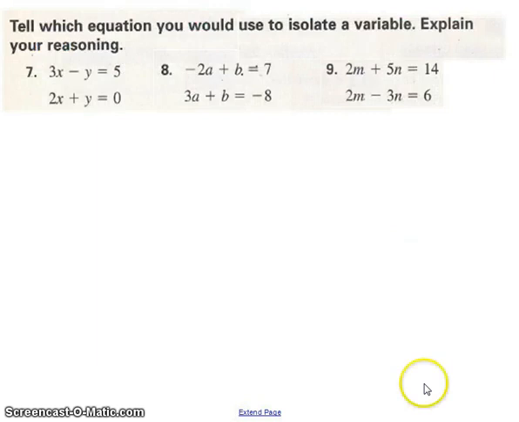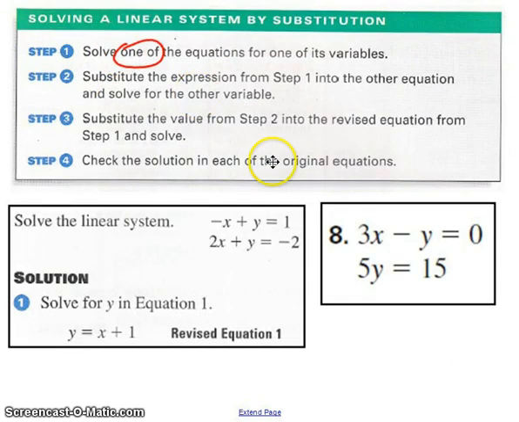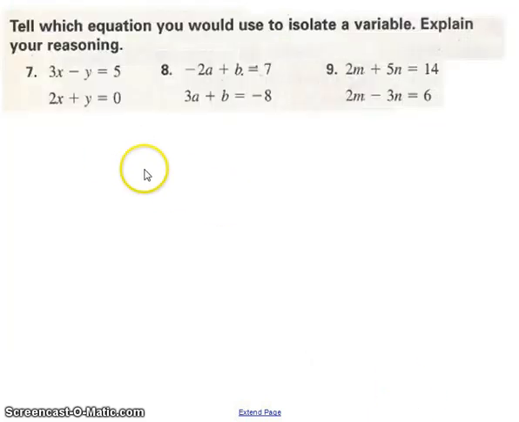All right, let's practice this first skill, step 1 here, of choosing one of the equations and solving it for one of its variables. Here are 3 different choices. I'll walk you through number 7, then you're going to do number 8 and number 9. For number 7, I would pick the y, the positive y here. I'd want to get that by itself. I've got 4 choices. I could get x by itself here, y by itself here, x here, or y there.